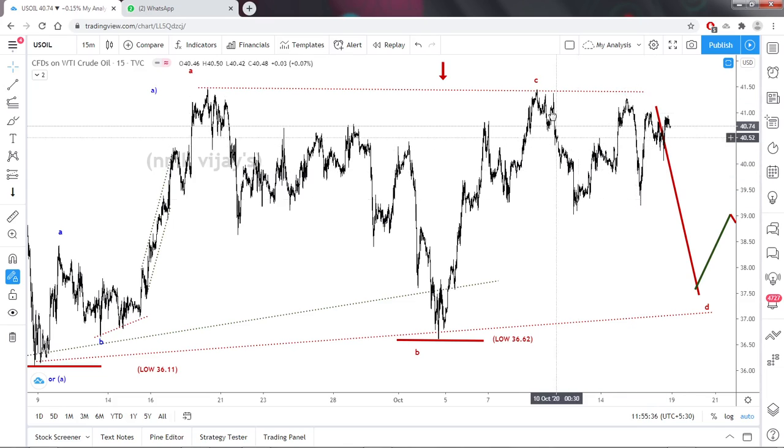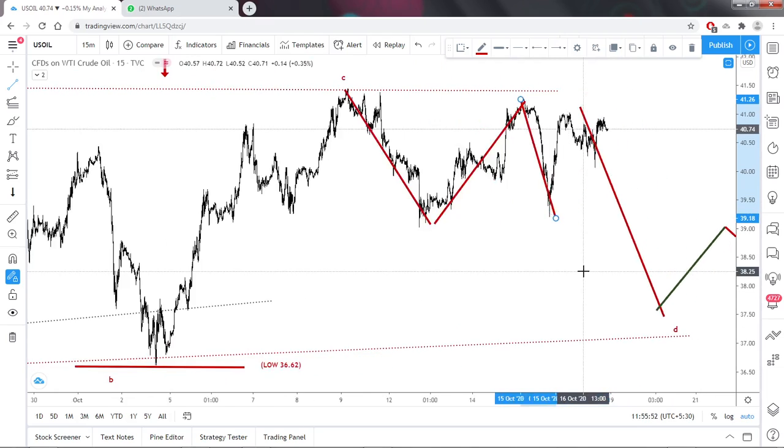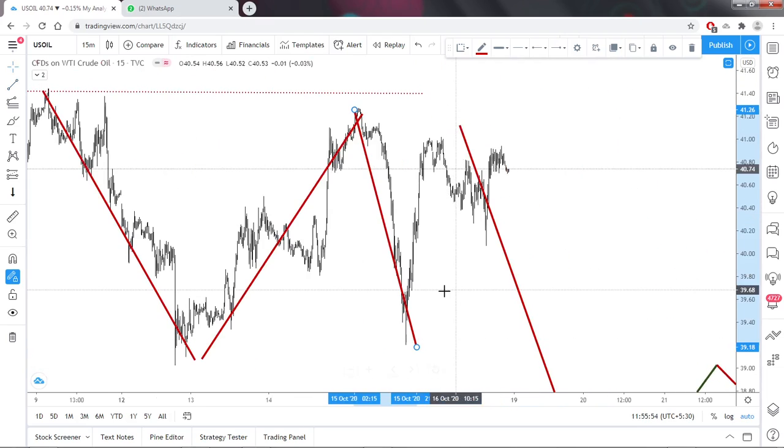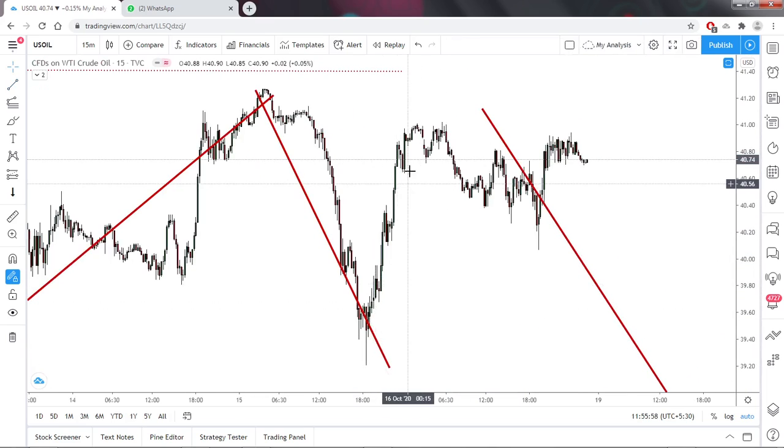And this is also, see, for example, if we took it this is an ABC as an A, and ABC is completed, we are on the D wave, means this is a W, so this is an X, so this is an A, that is perfect. But here also it's looking like an impulsive wave. This is also looking like an impulsive wave.